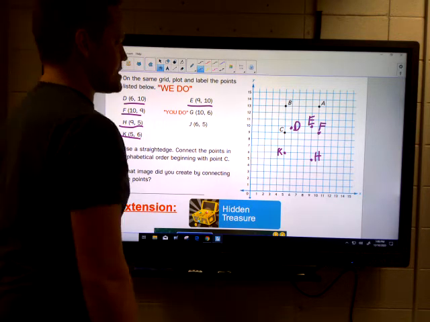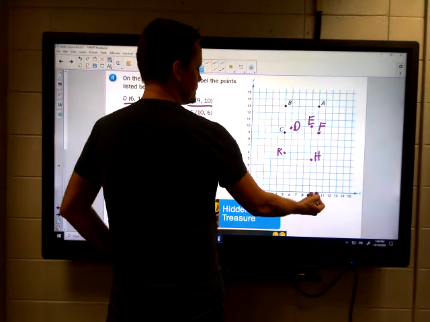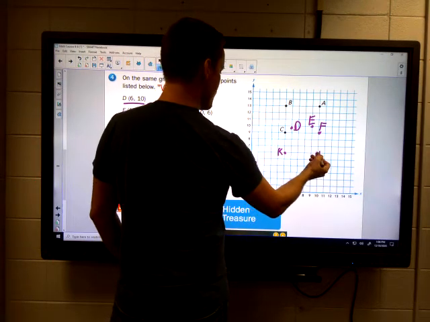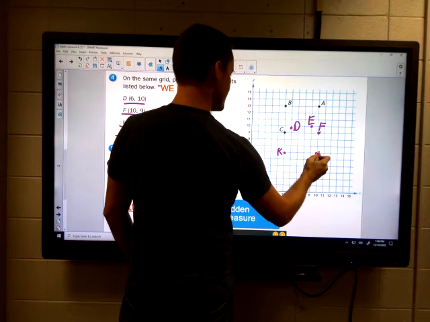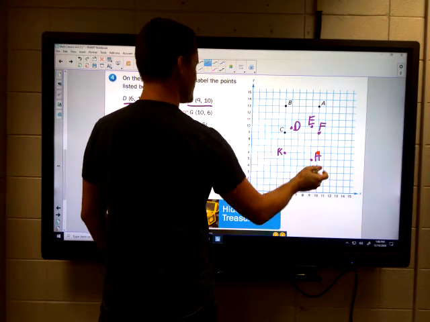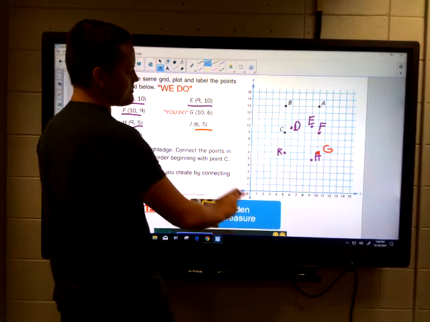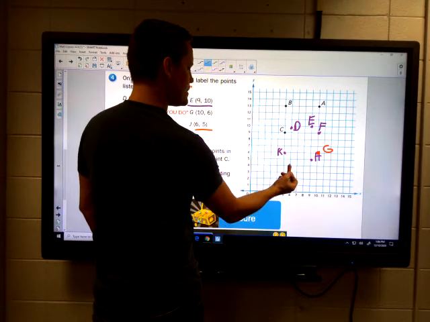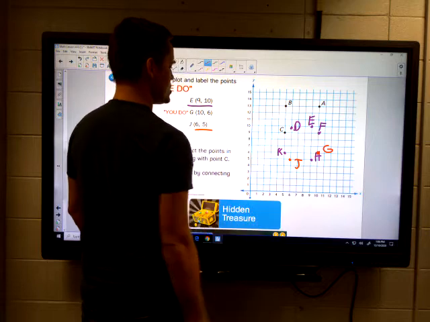10, 6. Here we go. If you're not done, just go ahead and work ahead of me. 10, and then 6 for your... Oh, I have my H kind of blocking that. I'm going to fix that a little bit. I'm going to use a different color. And that's point G. And then 6, 5. 6 on your X. And then 5 on your Y. And there it is. And I'm going to label that as J.